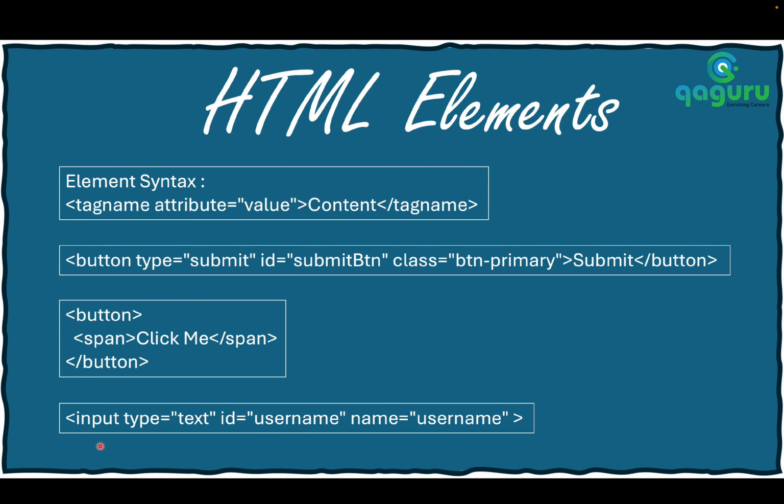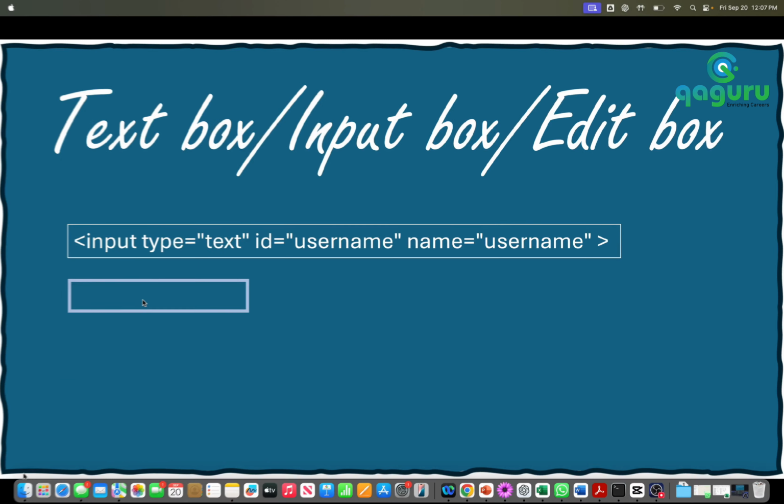For certain elements, contents are not allowed. For example, input. In that case, you have only opening tags for such elements. There won't be any closing tags. So for example, for input, there is an opening tag here, and it has its attributes, type, ID, and name, but doesn't have a closing tag. Now let's see how some very common HTML elements are implemented.